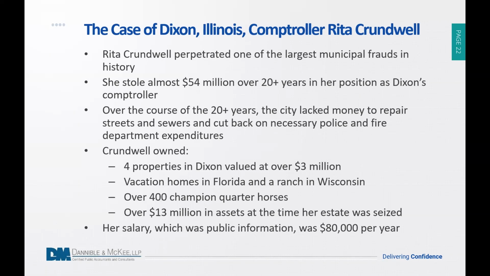She had vacation homes in Florida and a ranch in Wisconsin. She bred and owned over 400 champion quarter horses throughout this 20 plus year period. And at the time her estate was seized, they found an additional $13 million in assets on hand. Her salary, which was public information this entire time, was $80,000 a year.